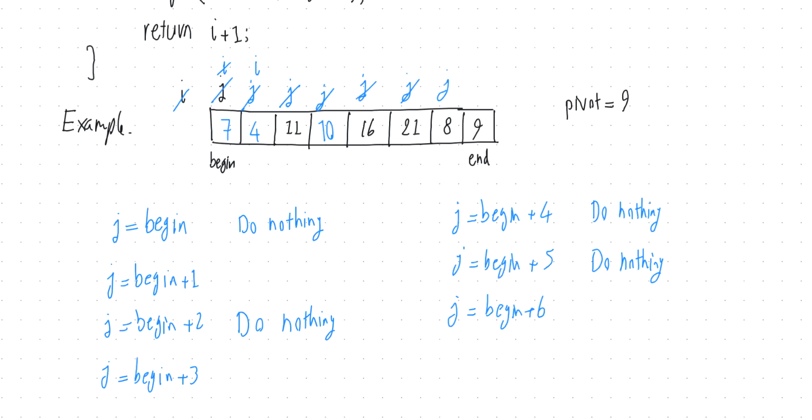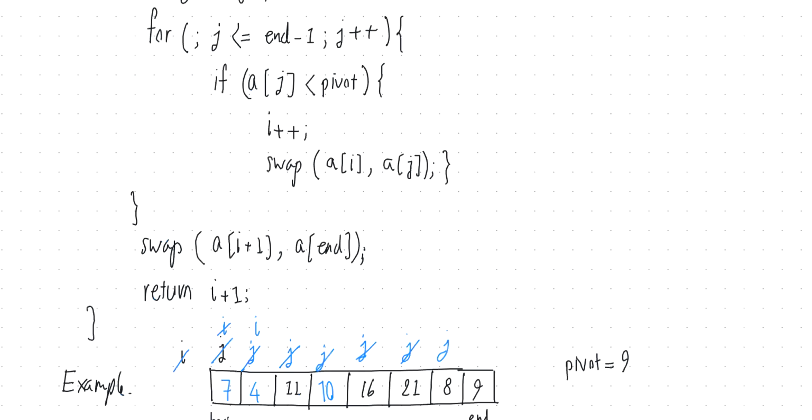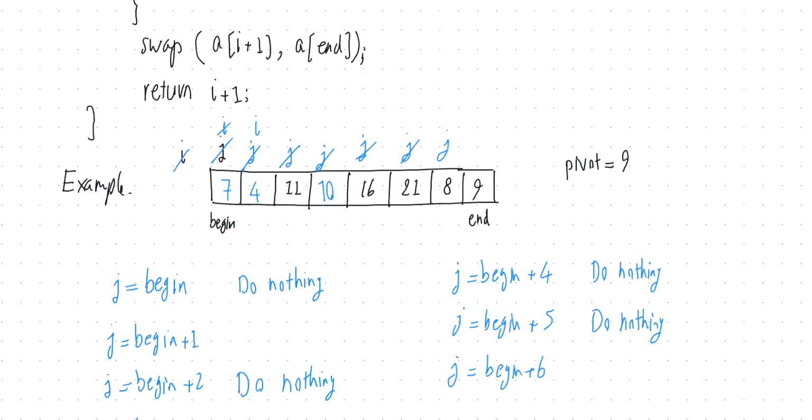Okay, now look at I. Where is I? I is right before the first element that is greater than the pivot, isn't it? 7 is less than the pivot, 4 is less than the pivot, but 11 is the first element that is greater than the pivot. And I is the index right before that. So when I do I plus plus, if A at J is less than the pivot, move I forward. So when I do that, I will be the index of the first element that is greater than the pivot. And what do we do now? We swap A at I with A at J. A at J was an element that was less than the pivot, and A at I is the first element that is greater than the pivot, so we swap these two. So 11 and 9.